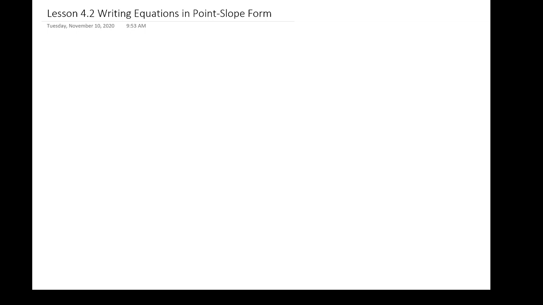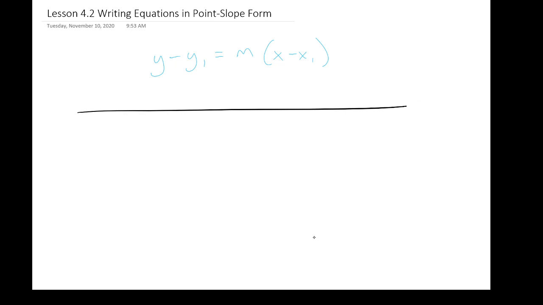This is lesson 4.2 for Algebra 1. This is writing equations in point-slope form. First of all, let's go ahead and discuss what point-slope form is, which is y minus y sub 1 equal to m, our slope, times the quantity x minus x sub 1. So all we need in order to achieve point-slope form is literally, it's in the name, a point and a slope. Let me give you an equation that's in point-slope form.